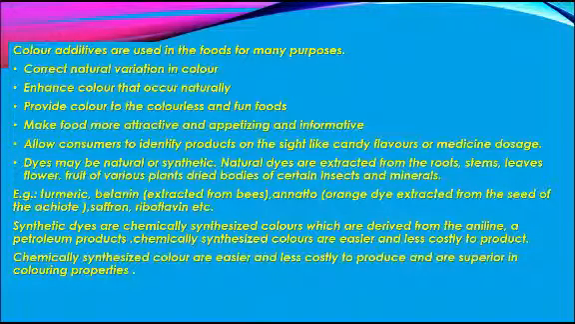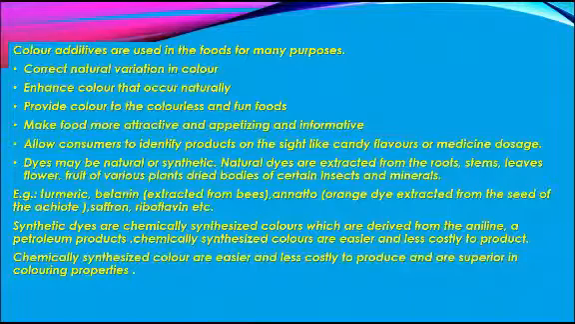Dye can be natural or synthetic. Natural dyes are extracted from the roots, stem, leaf, flower, fruits of various plants, dried body of certain insects and minerals. The very well-known example of natural dye which has been used in day-to-day life is turmeric. Turmeric provides the yellow color and it also has some medicinal usage. And other examples are betanin, annatto, saffron and riboflavin, etc.